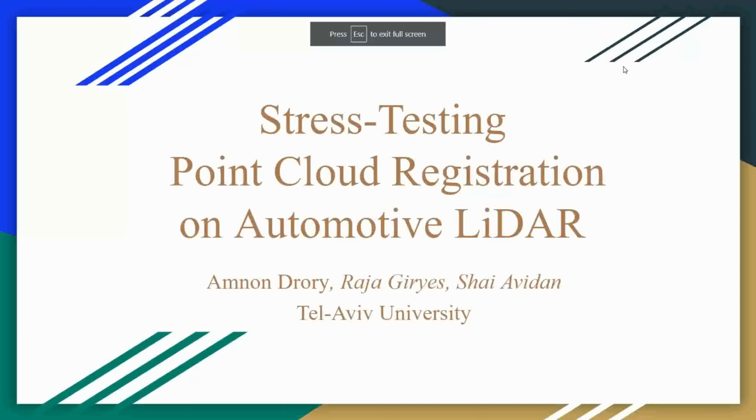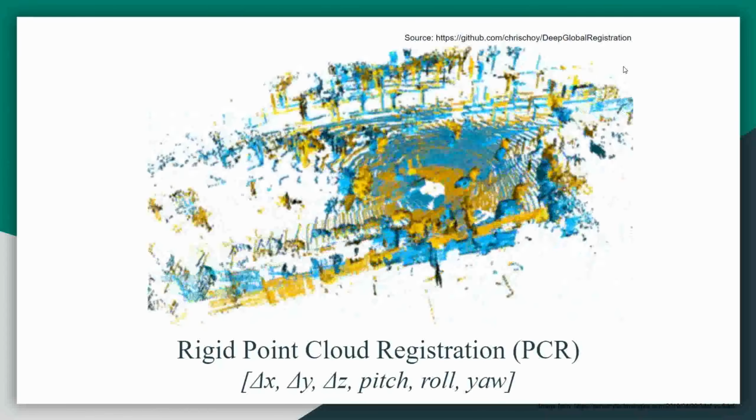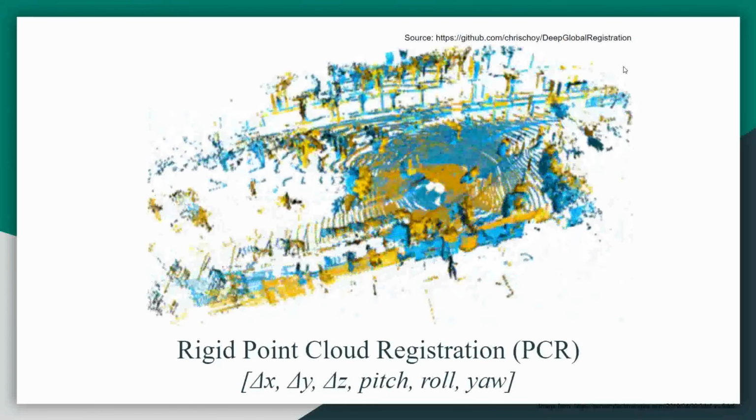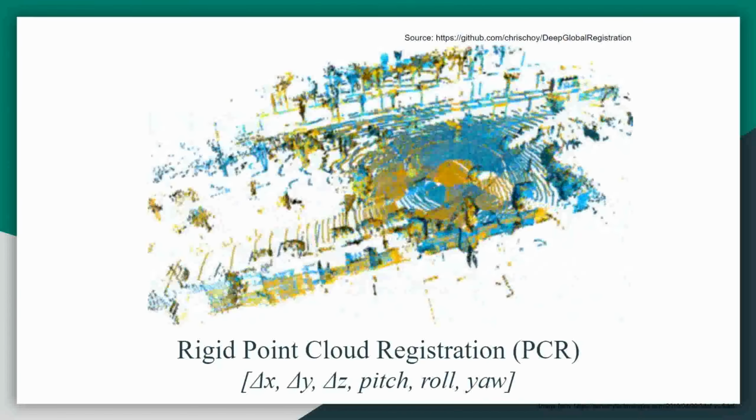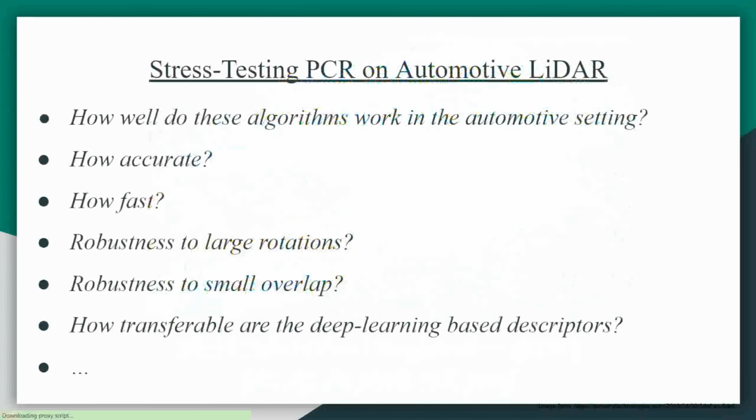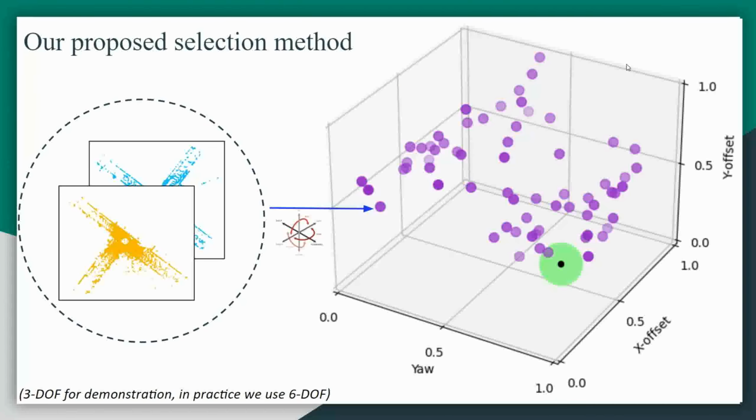Hi, I'm Anand Rory. The recent use of deep learning-based local descriptors has significantly improved the performance of algorithms for rigid point cloud registration. We test their abilities and limitations in the automotive LiDAR setting. For this, new and challenging benchmarks are needed, which we address with our general method for generating challenging registration sets.